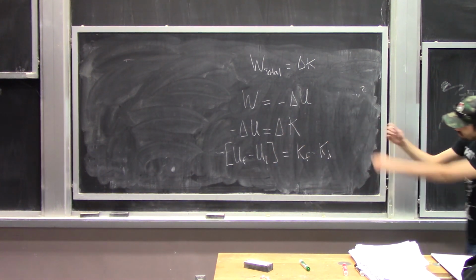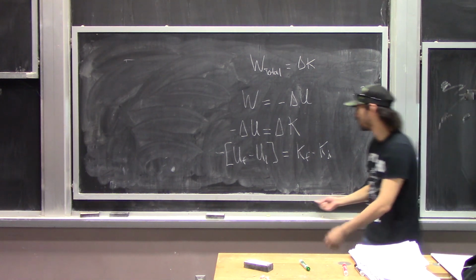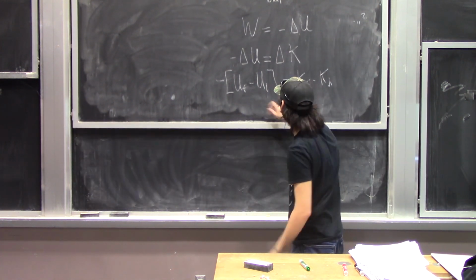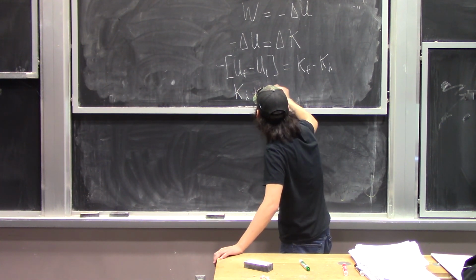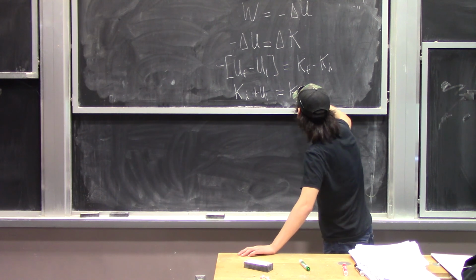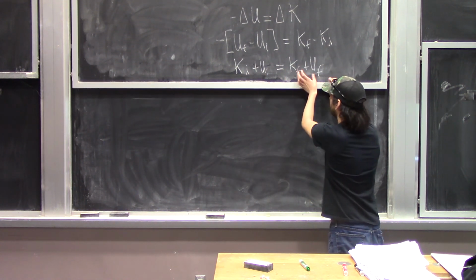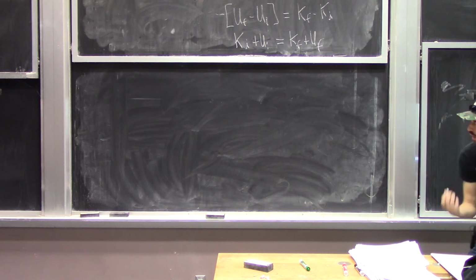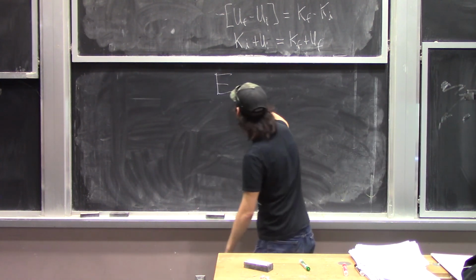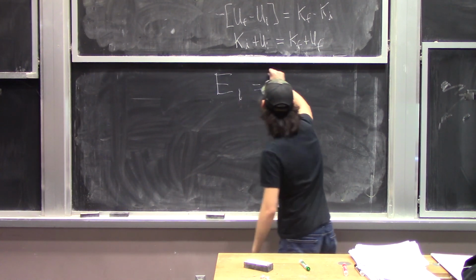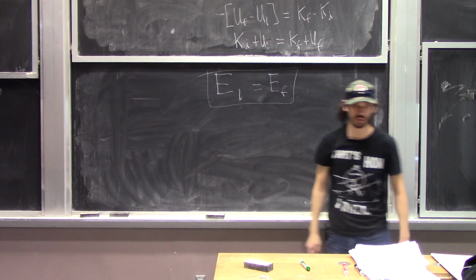Now we can move this around to get all of our initials on one side and all of our finals on the other side. And so when we do that, we end up seeing that KI plus UI is equal to KF plus UF. Now we redefine this sum to be just the total energy, which we denote as E. So this says EI is equal to EF. And this is what we call conservation of energy.